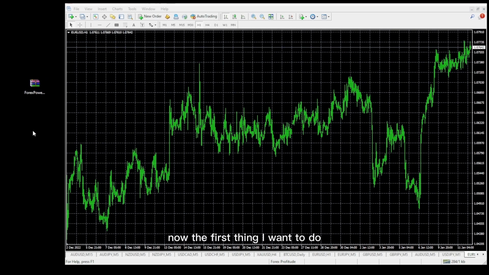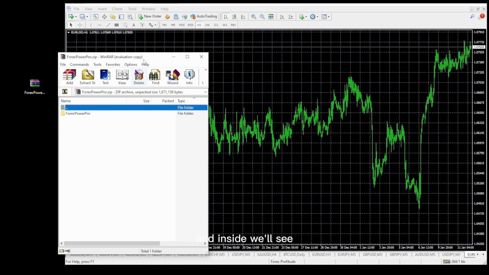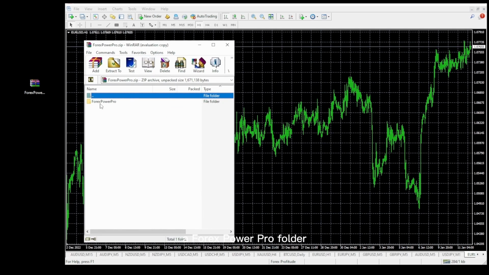Now, the first thing I want to do is open this Forex Power Pro zip file. And inside, we'll see we have a folder, a Forex Power Pro folder. Now, the one thing I want to mention before we continue is I use a program called WinRAR, and with WinRAR, I can manipulate these files within the zip folder. You may need to extract these files to your desktop. If you do, go ahead and do that.